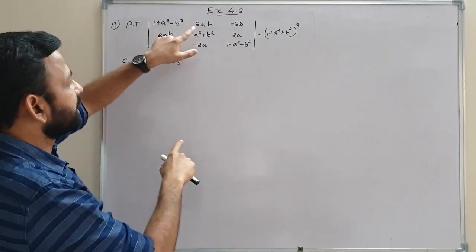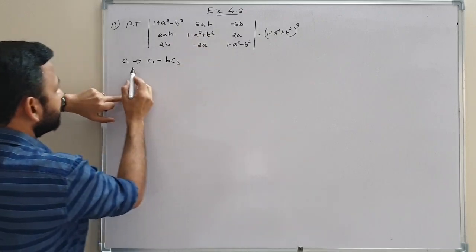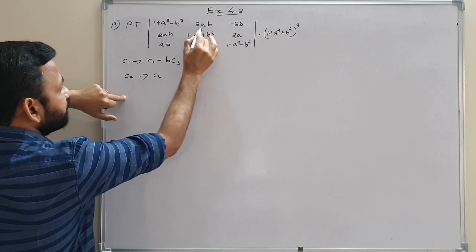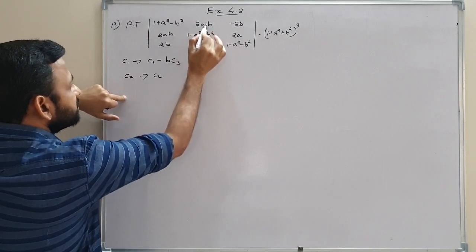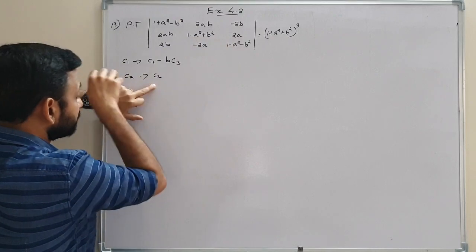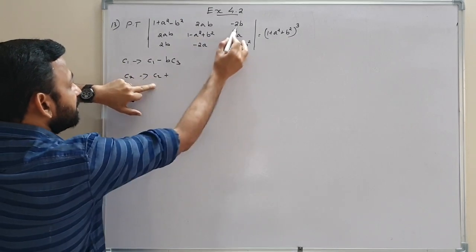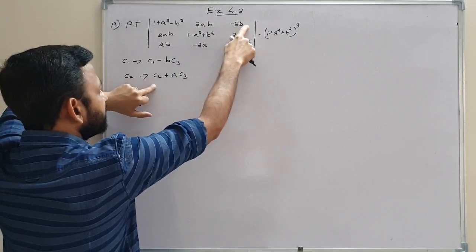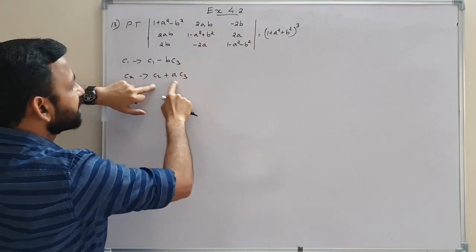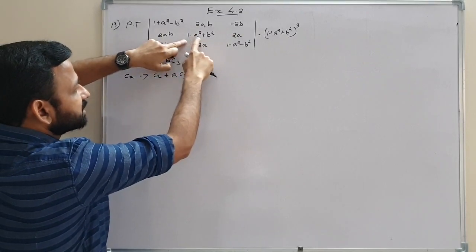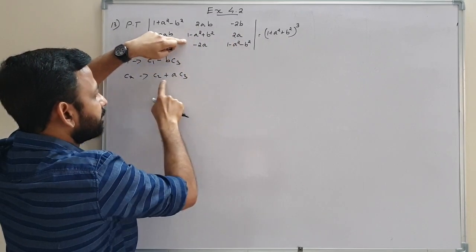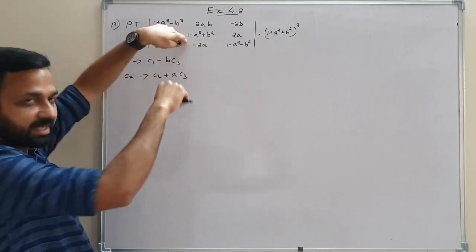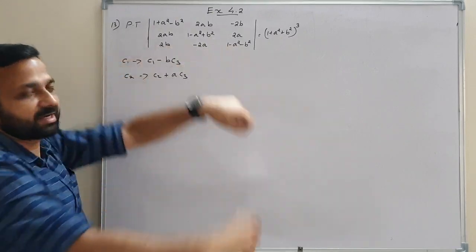And similarly, if we do one more operation here, C2 tends to C2, we will get a 0. If you want to get a 0 here, C2 tends to C2 plus a into C3. 2ab minus 2b into a, that is 2ab minus 2ab, 0. And here 1 − a² + b² plus a into C3, that is plus 2a², that is 1 + a² + b², we can take outside. Similarly from here also we can take outside.